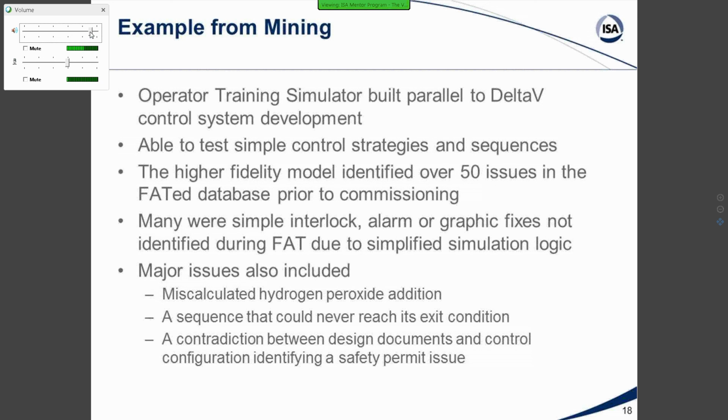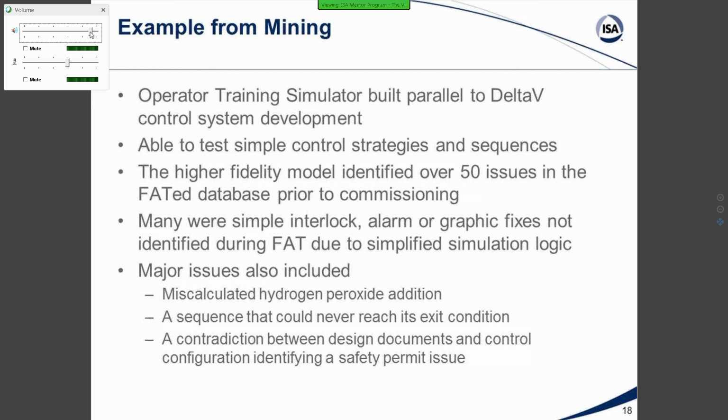They had a sequence that could never reach its exit condition. This was a situation where they didn't actually control the level, they controlled the flow in and the flow out. The sequence asked for both flows to be the same, so once it achieved the state of equal flow in and out, of course the level would no longer change. But the exit condition for the sequence was that the vessel ran dry. So obviously that's not going to happen. We ran into things like that.